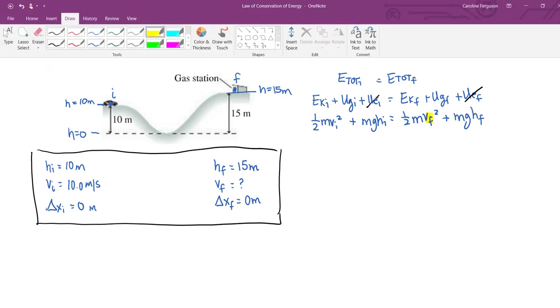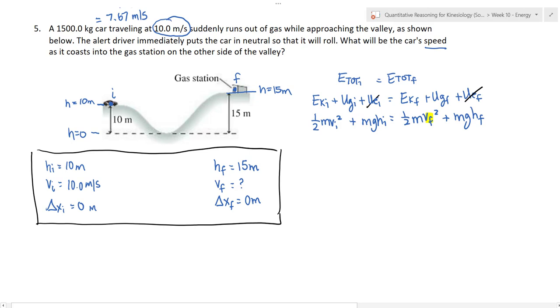Let's rearrange the equation. We notice at this point there's a mass in every single term, so we can cancel all the masses out. If you like, you could cancel them out. Then we wouldn't have to sub in that 1500 kilogram value for mass. And if we didn't know the mass, it wouldn't be a problem because we don't need to sub in a mass at all. Okay, so now let's rearrange and solve for the V final here.